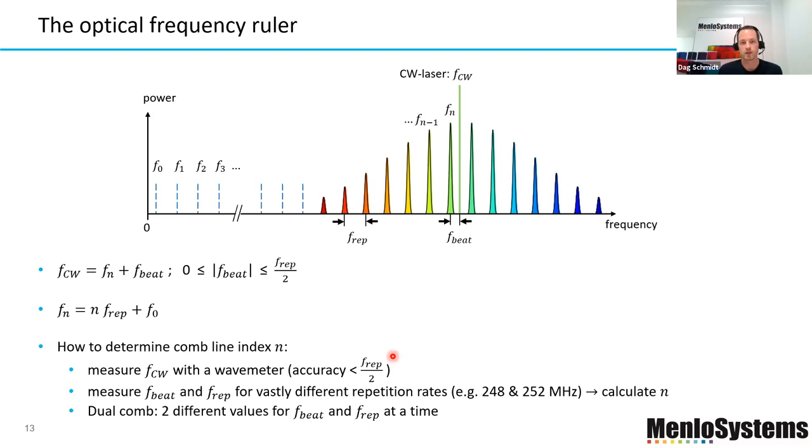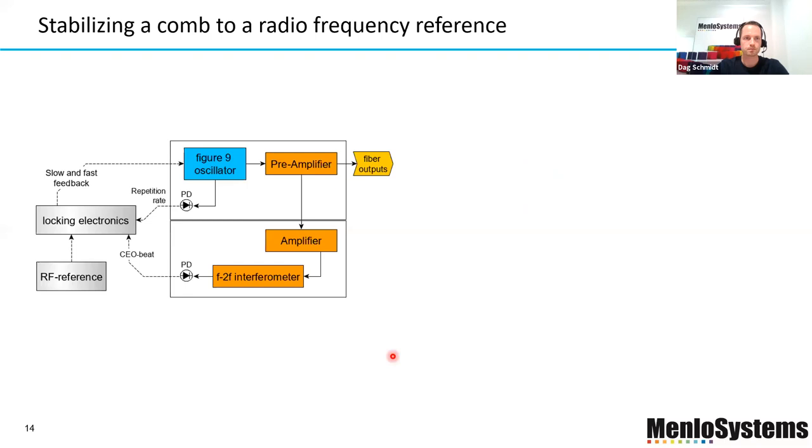All right. So now, how do we really stabilize a frequency comb? There are two main ways to do that. And the easiest way is to lock your frequency comb to a radio frequency reference. So what I've plotted here, you see here in one box, we have the figure 9 oscillator and we have a preamplifier. And we just shine the light on a photodiode and this detects the repetition rate. We feed this back to the locking electronics.